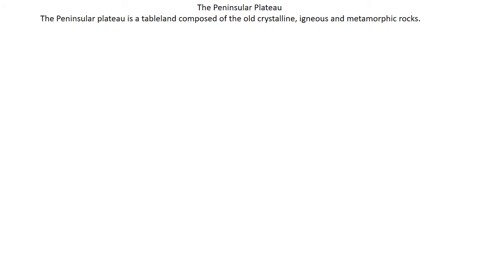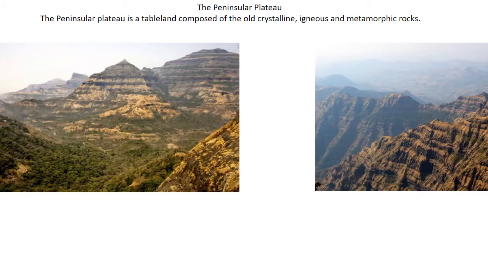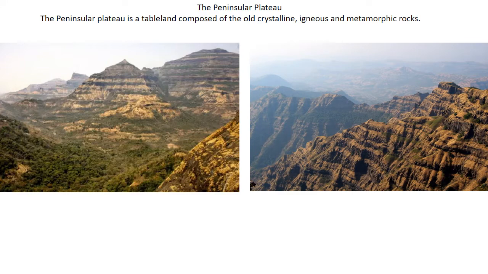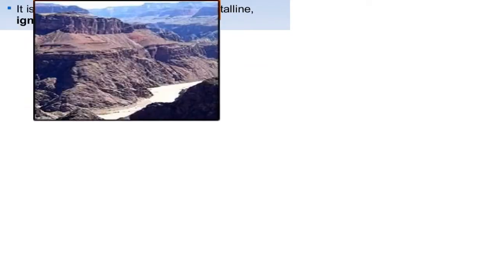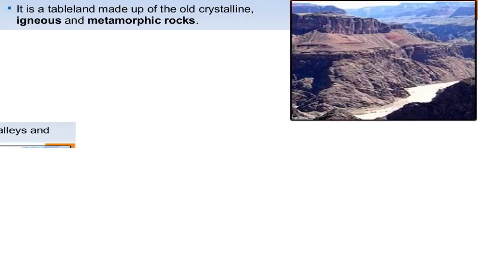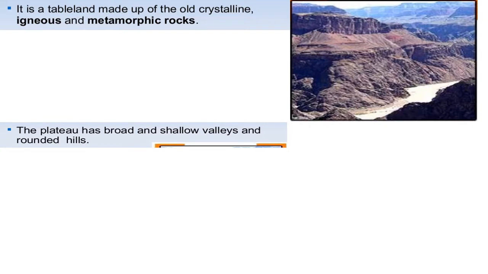The peninsular plateau is a tableland composed of the old crystalline, igneous and metamorphic rocks. It was formed due to the breaking and drifting of the Gondwana land and thus making it a part of the oldest landmass. The plateau has broad and shallow valleys and rounded hills.